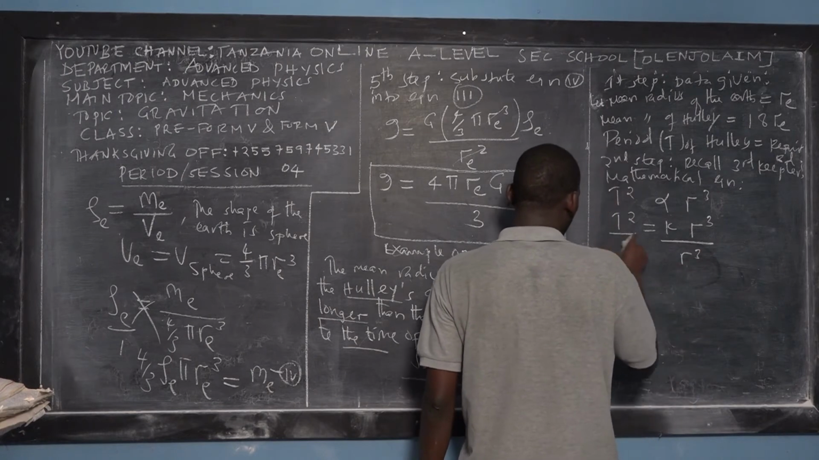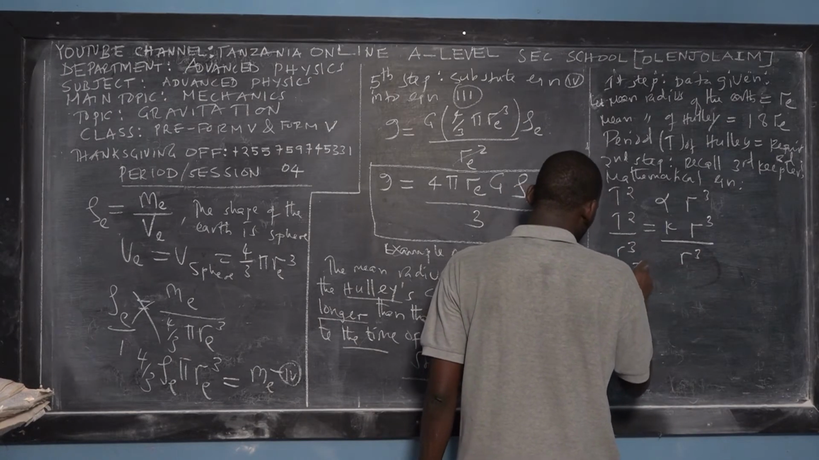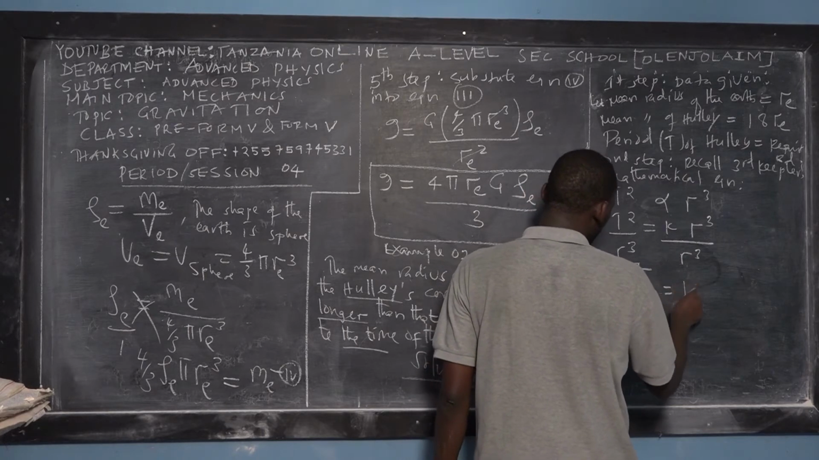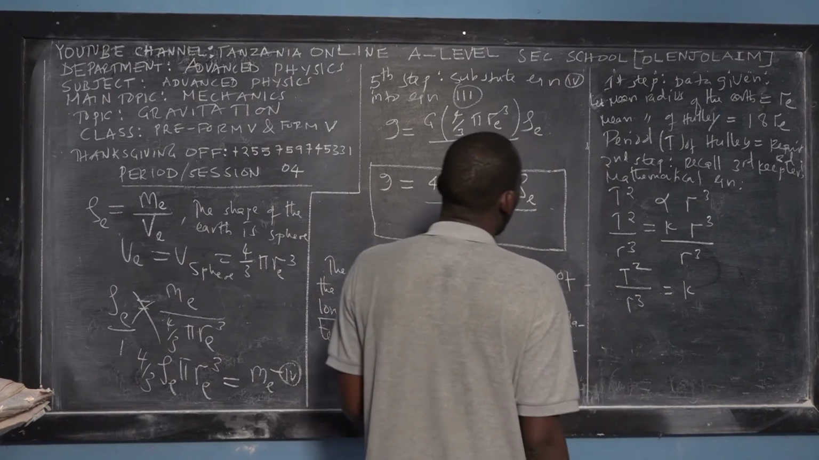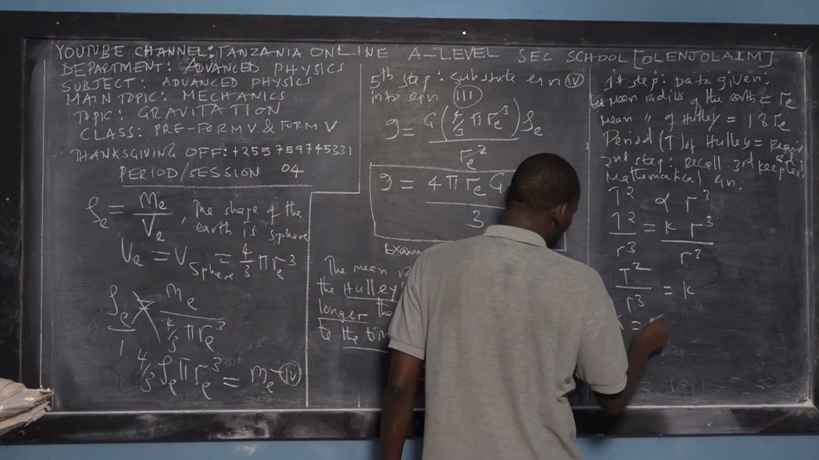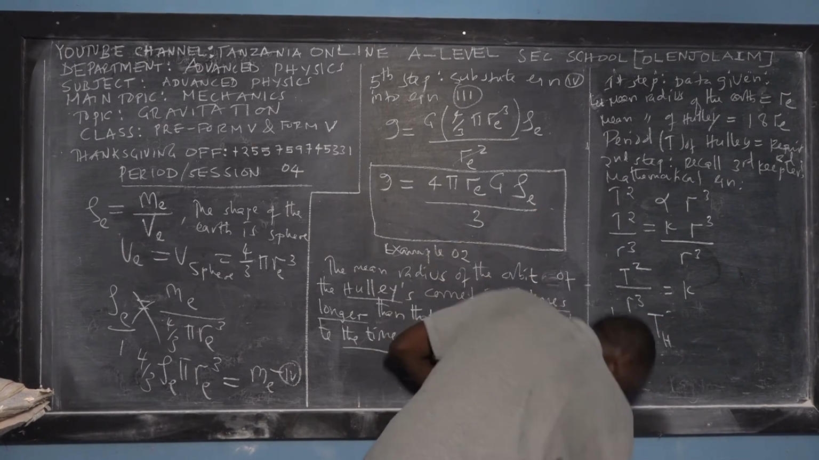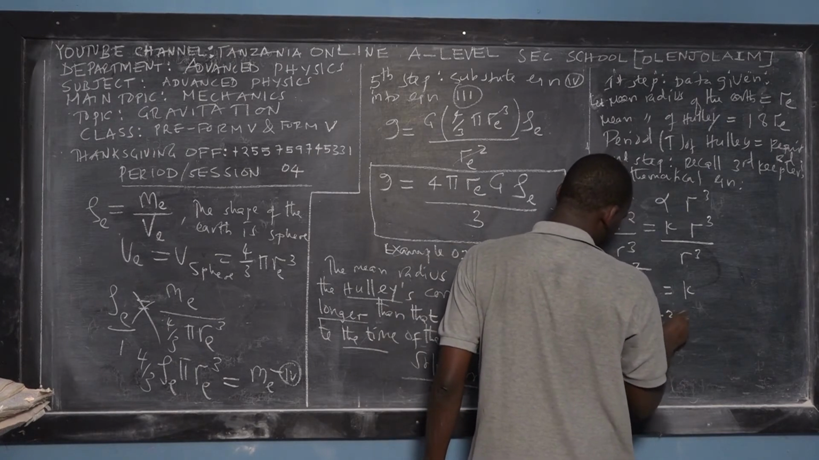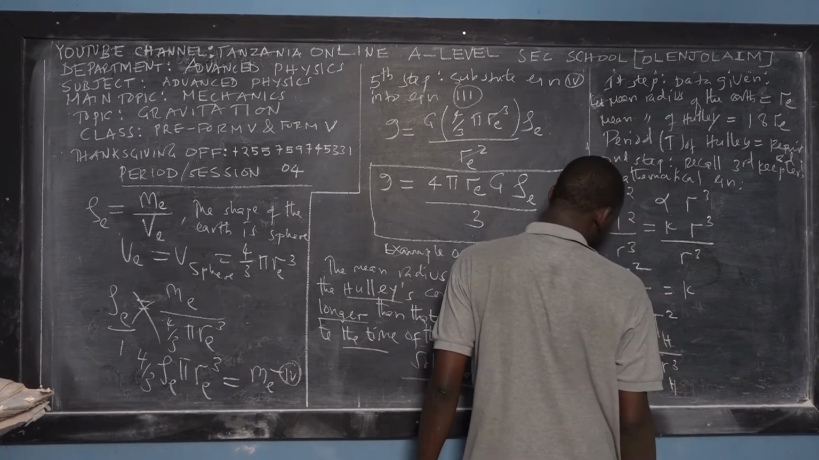So divide by R cubed, divide by R cubed. So we have T squared over R cubed is equal to K. So that means we can calculate this value of K by using the period of Halley's comet, if we could know the radius of Halley's orbit.